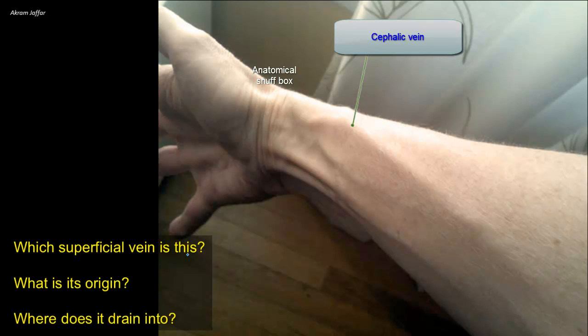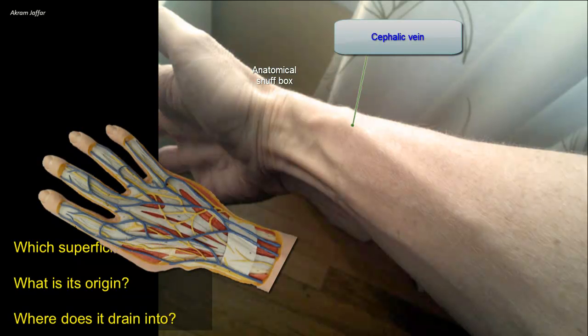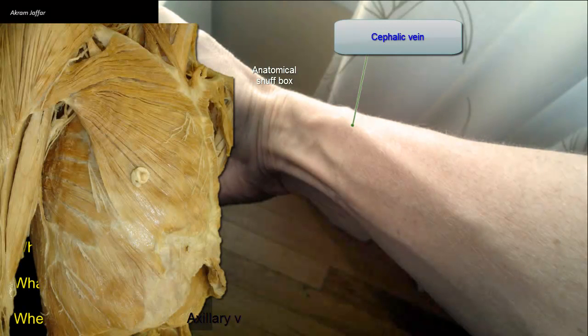It is one of the two main superficial veins of the upper limb. A superficial vein is located in the superficial fascia and is not accompanied by an artery, like in the case of deep veins. So there is no artery accompanying this vein. The cephalic vein arises from the lateral end of the dorsal venous arch on the dorsum of the hand. It passes proximally on the lateral side of the limb to drain eventually into a deep vein, which is the axillary vein in this situation, that is located at the root of the limb, that's to say in the axilla.